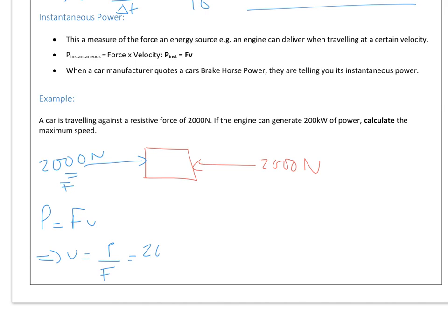So it's going to be 200, it's kilowatts, so times 10 to the 3, and we're going to divide that by 2,000, which gives you 100 meters per second. How fast is that?